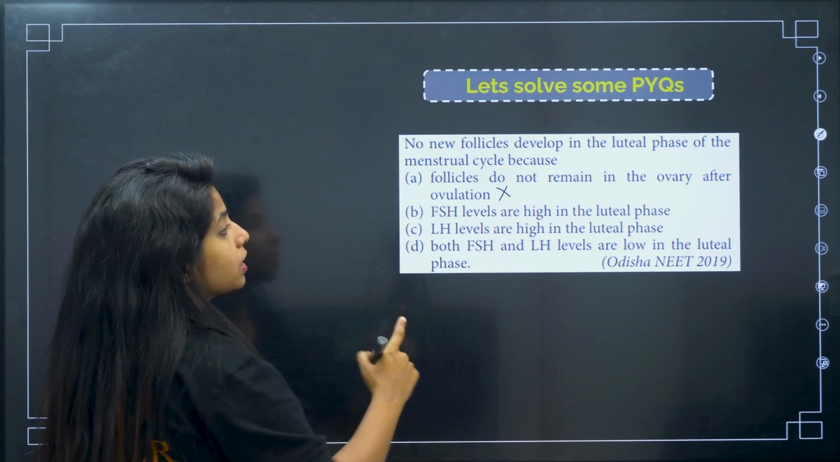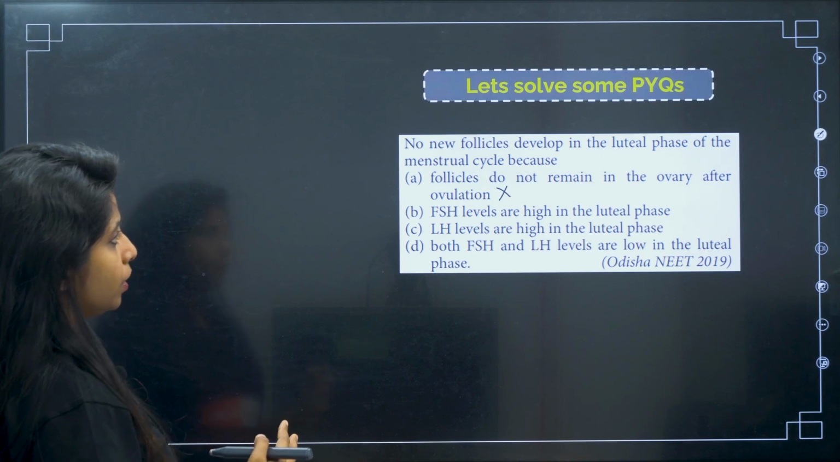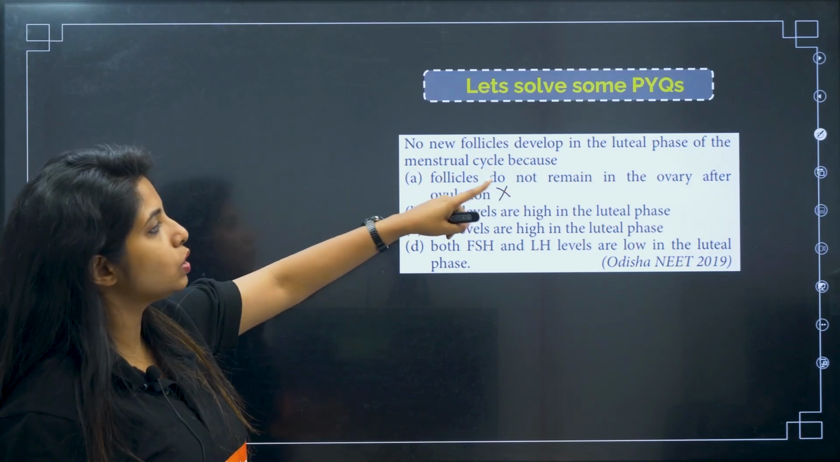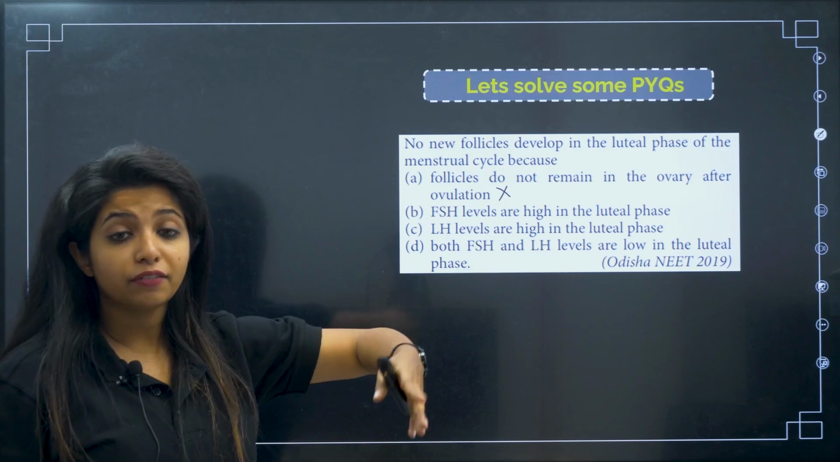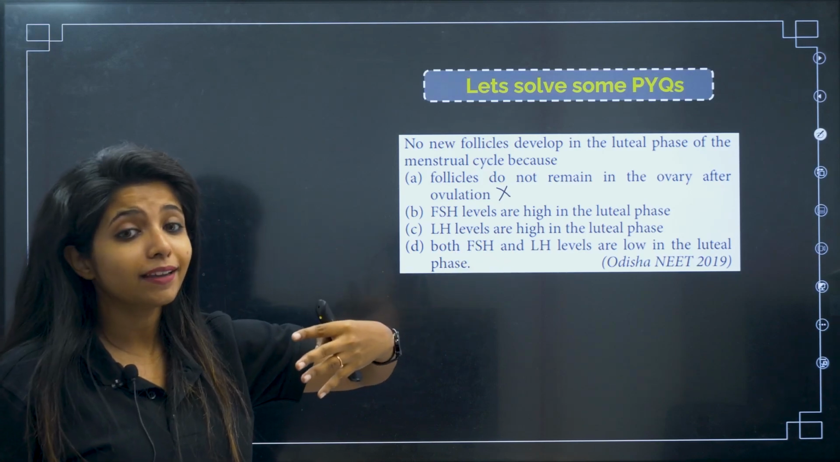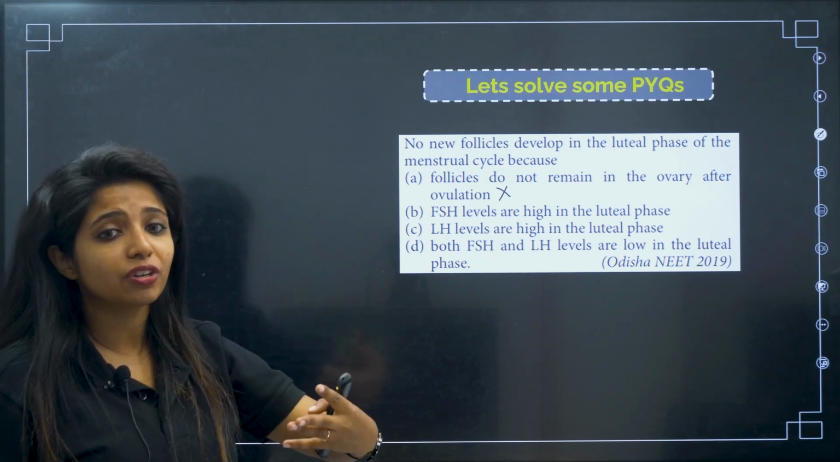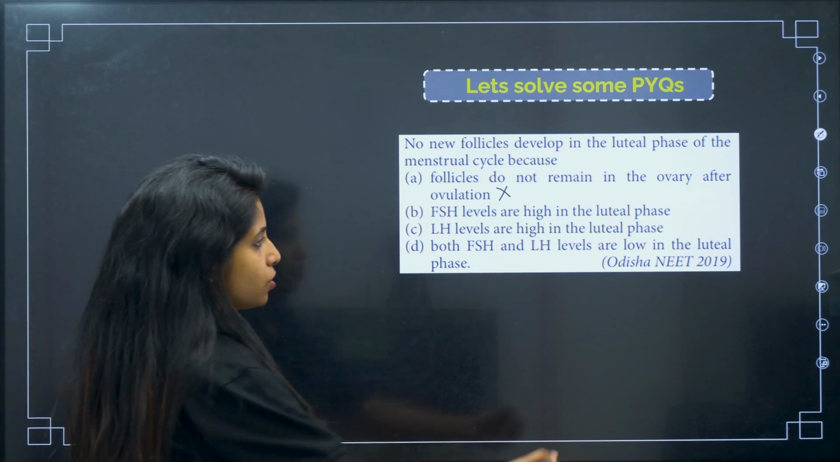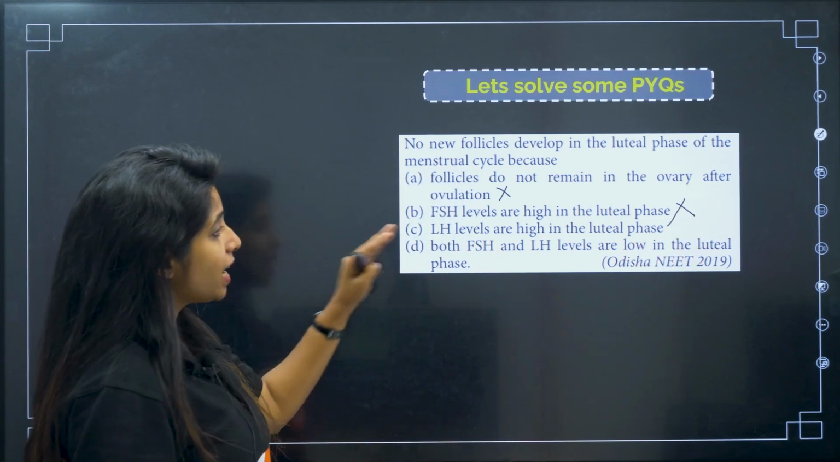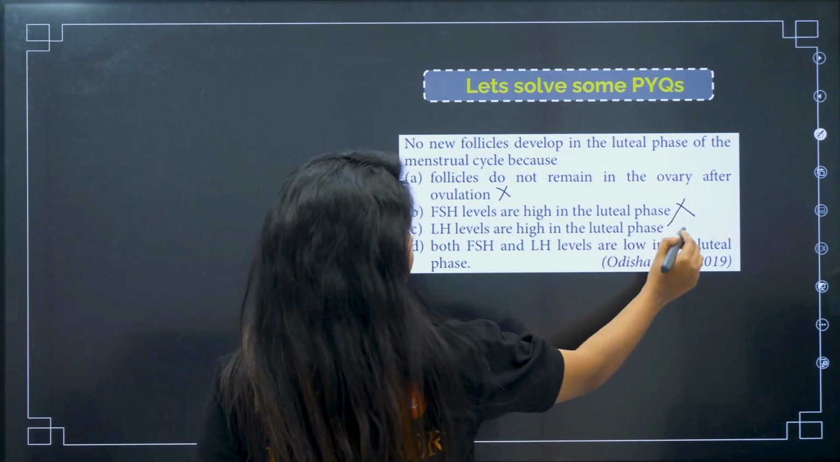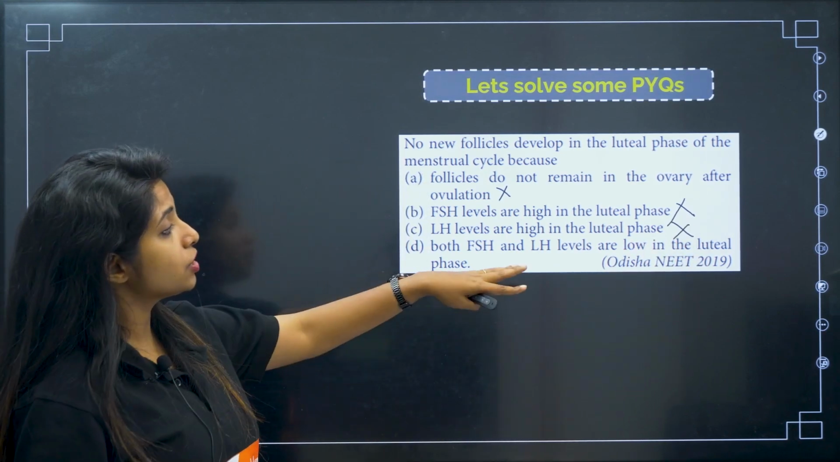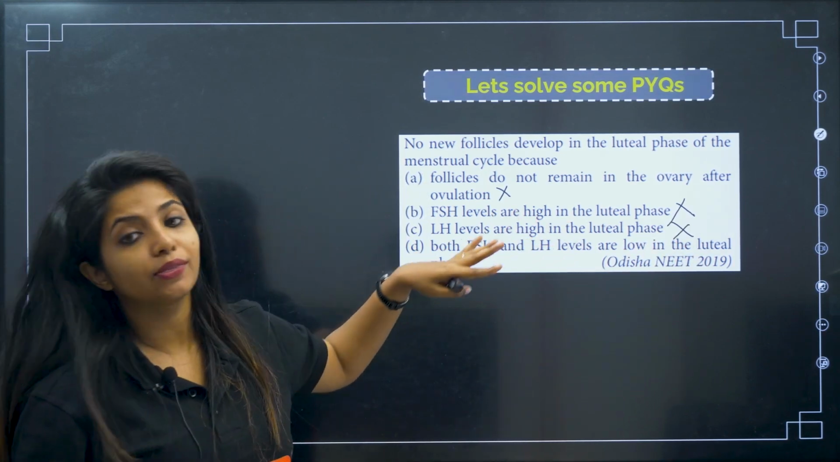Now, FSH levels are high in the luteal phase. No new follicles develop in the luteal phase of the menstrual cycle because FSH levels are high. Obviously, if the FSH level was high, then probably follicles would have developed, since it is follicle stimulating hormone, right? So this is also wrong. LH levels are high in the luteal phase. Again, no, big no. Both FSH and LH levels are low in the luteal phase.